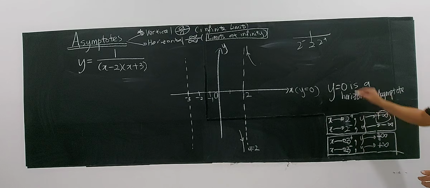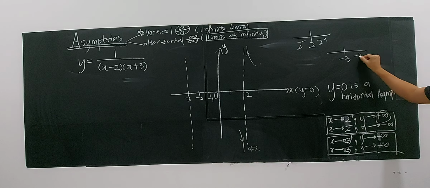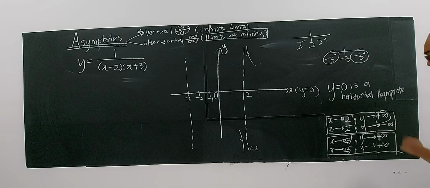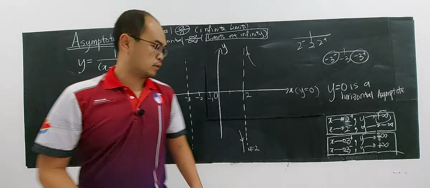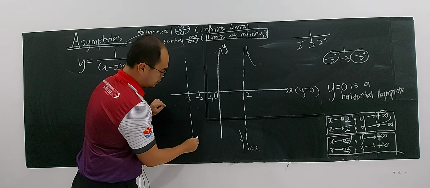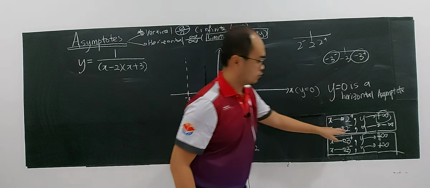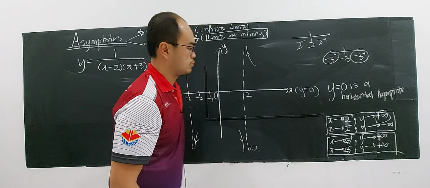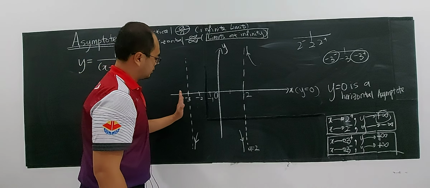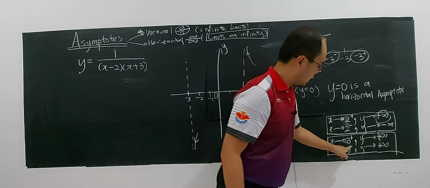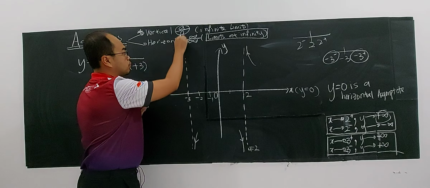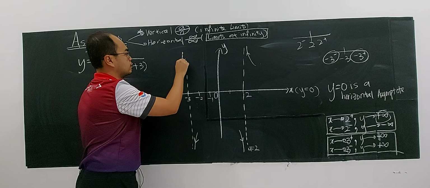So negative 3 plus, negative 3 from the right, you're getting negative infinity, from the result we found just now when finding the vertical asymptote. Then for negative 3 from the left, you're getting positive infinity. So y is getting positive infinity, and the graph will flow this way, right?